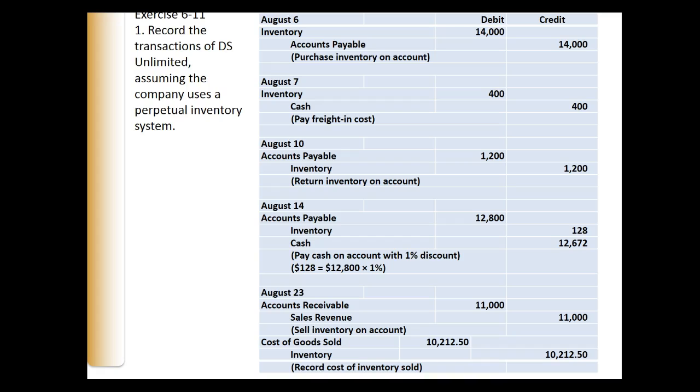sales revenue, and then we show the debit to cost of goods sold of $10,212.50, and we reduce our inventory by the same amount because now it is an expense of $10,212.50, recording the cost of inventory sold.